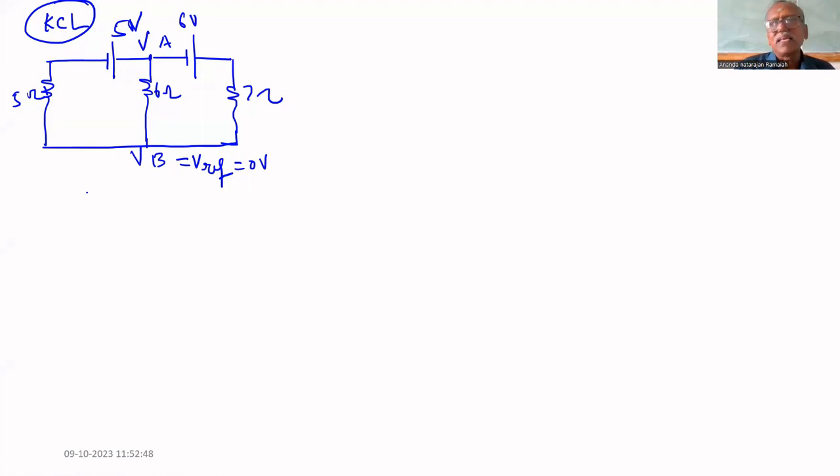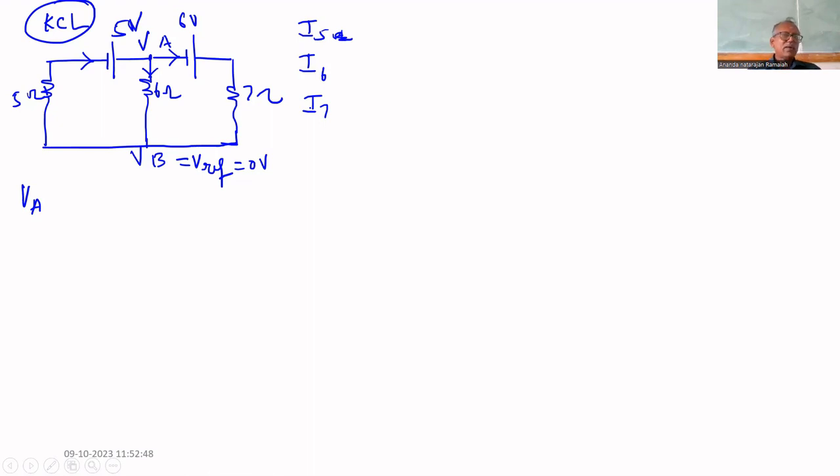We can apply KCL, Kirchhoff's current law. If you know VA, we can find the current through each branch. The current through 5 ohm is I5, the current through 6 ohm is I6, and the current through 7 ohm is I7. We have to find all these 3. I5 is entering the junction VA. I6 is leaving the junction VA. I7 is leaving the junction VA. Am I correct or not?